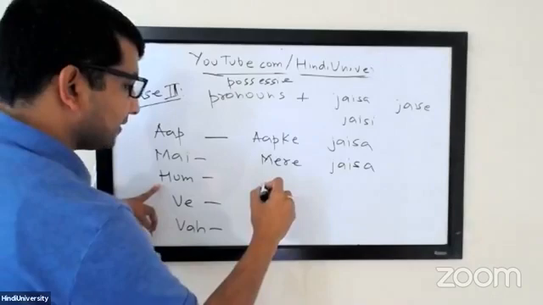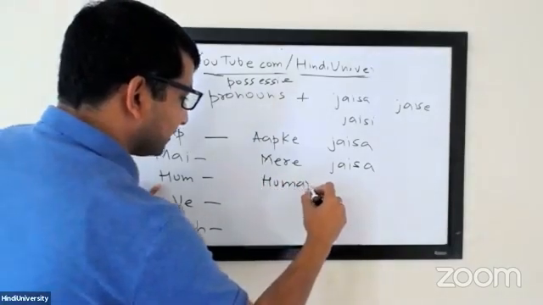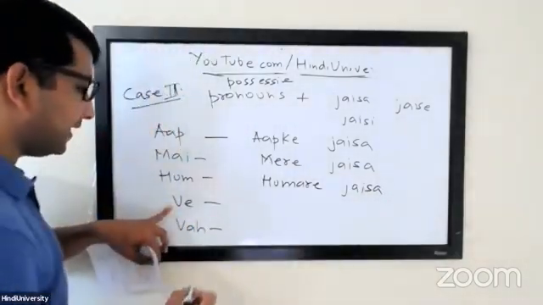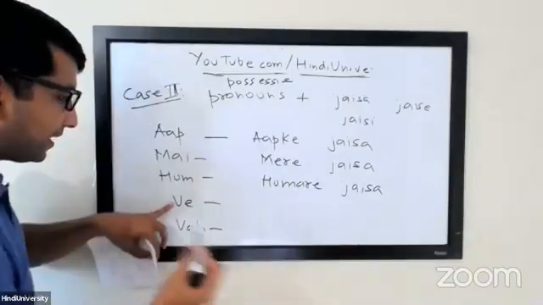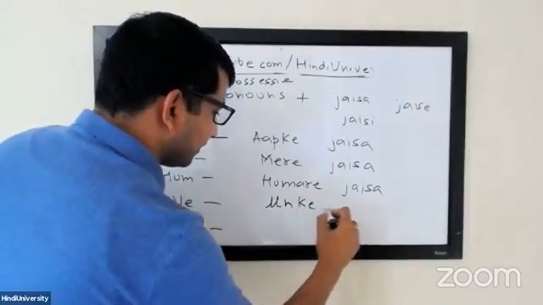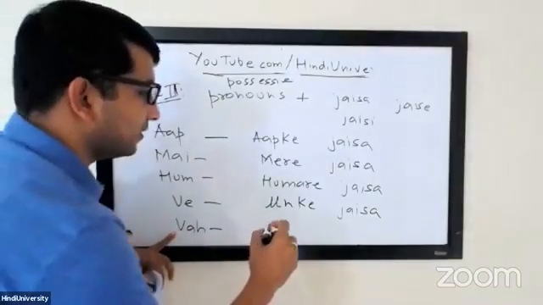Mere jaisa. Okay, next one. Hamare jaisa. Ve. Should I use unhone? No. So ve plus ke becomes? Unke. Very good. Unke jaisa. And next one, veh. And uske jaisa. Yeah.